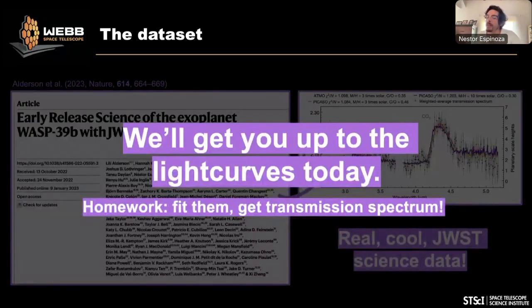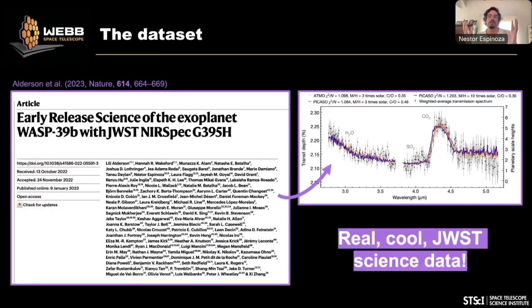So today we'll get you up to the light curves. Transit spectroscopy, the whole point of transit spectroscopy, is that you get transit light curves, and then you measure the transit depth as a function of wavelength. And that gives you the transit spectrum, which is the thing that I'm showing here.